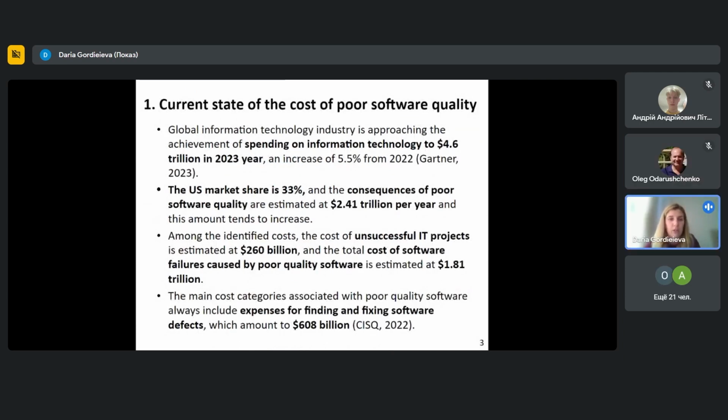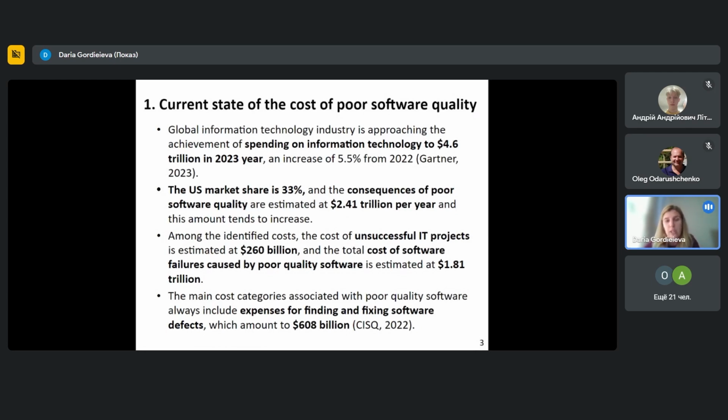First of all, I would like to talk a little about the current state of the cost of poor software quality. The global information technology industry is approaching spending on information technology of about $5 trillion in 2023. The US market share is 36%, and the consequences of poor software quality are estimated at about $2 trillion per year, and this amount tends to increase. Among the identified costs, the cost of unsuccessful IT projects is estimated at $260 billion, and the total cost of software failures caused by poor quality software is estimated at about $2 trillion.